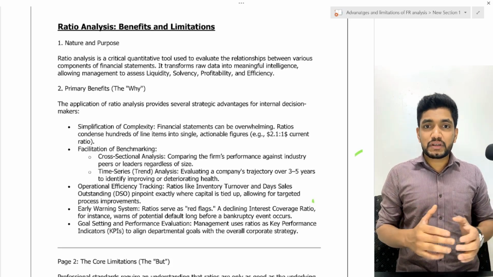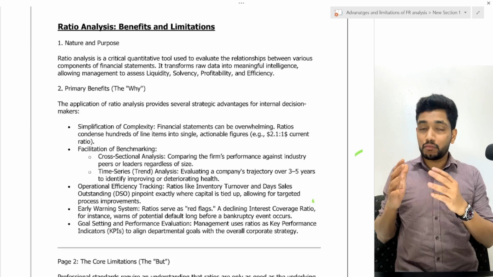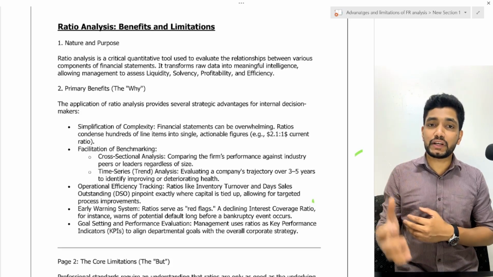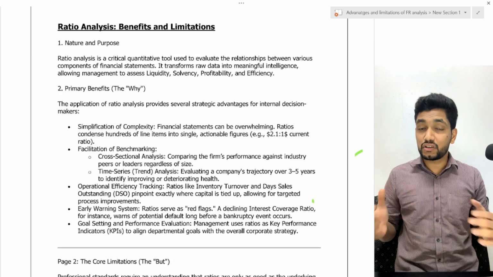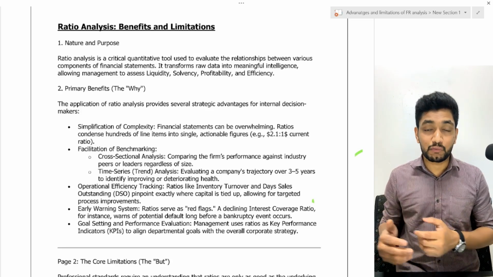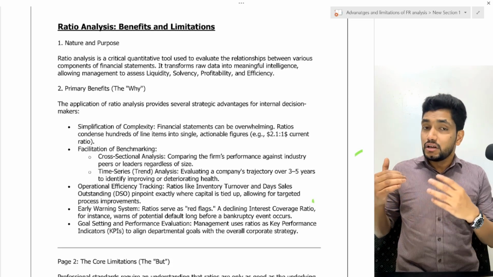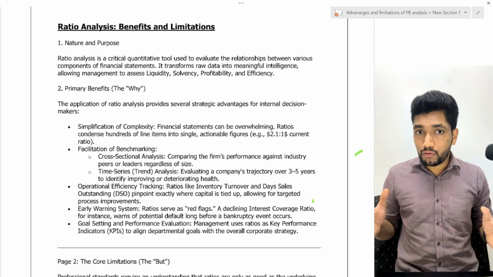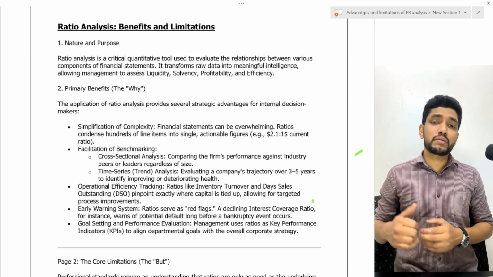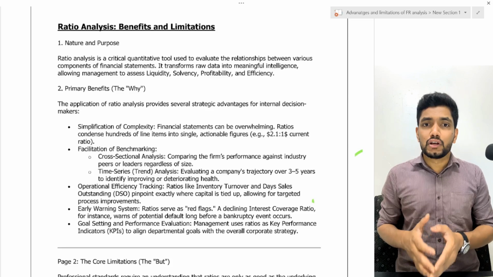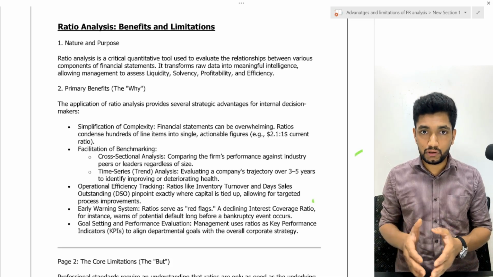At the same time, there are some limitations to ratio analysis. It depends on historical data. Most ratios collect data from the financial statements, and financial statement data is historical in nature. It also does not consider qualitative factors like employee performance, brand growth, or any other non-economic, non-quantitative factors. So there are a lot of limitations to financial ratio analysis. In today's discussion, we are going through the advantages and the limitations of ratio analysis.